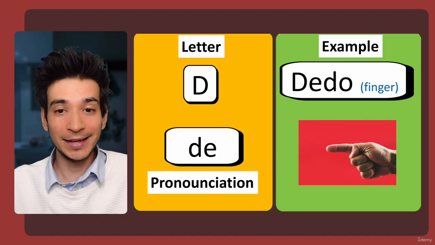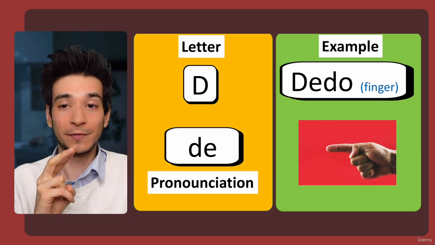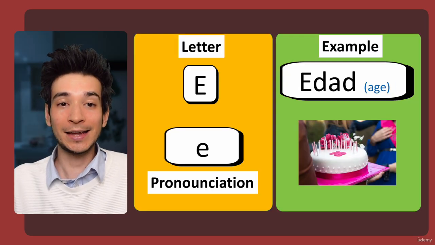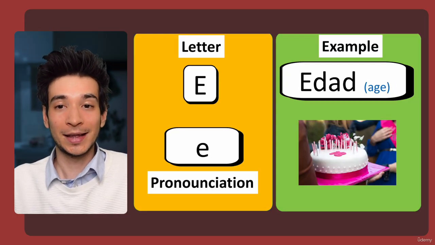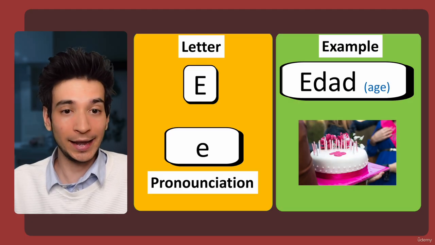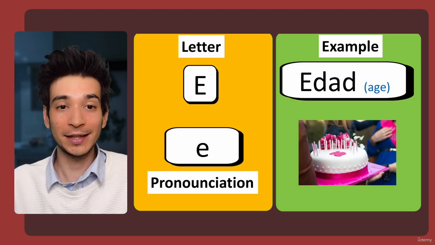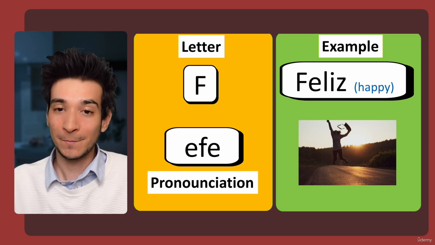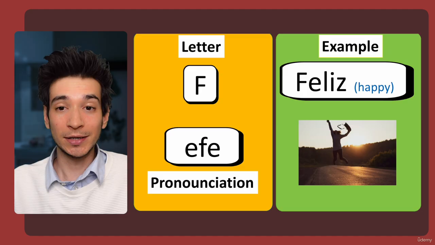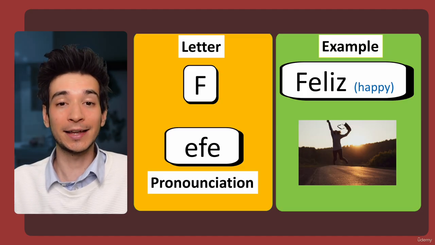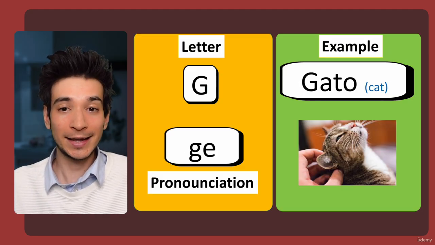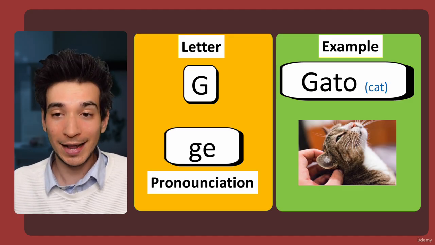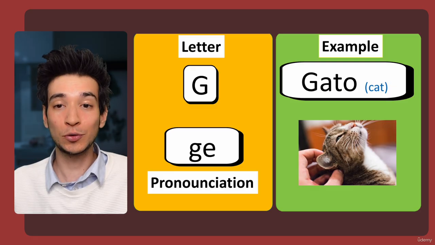D, dedo, finger. E, edad, which means age. F, for example, feliz, happy. G, gato, a cat.